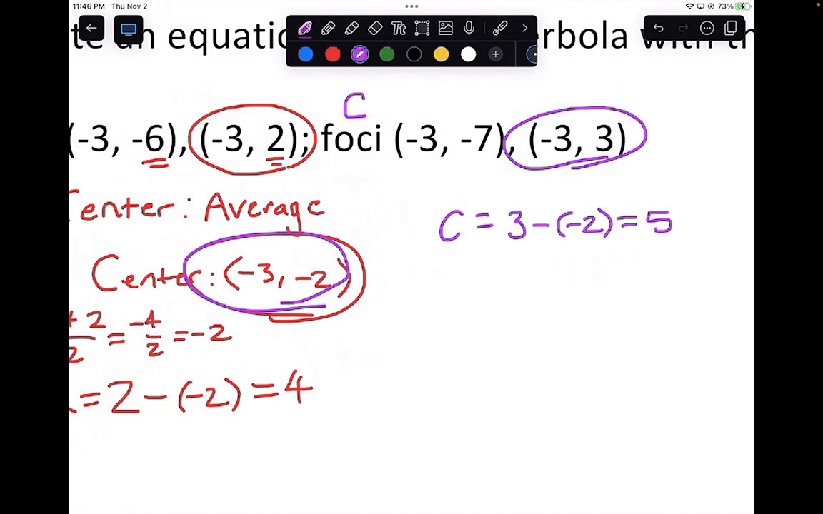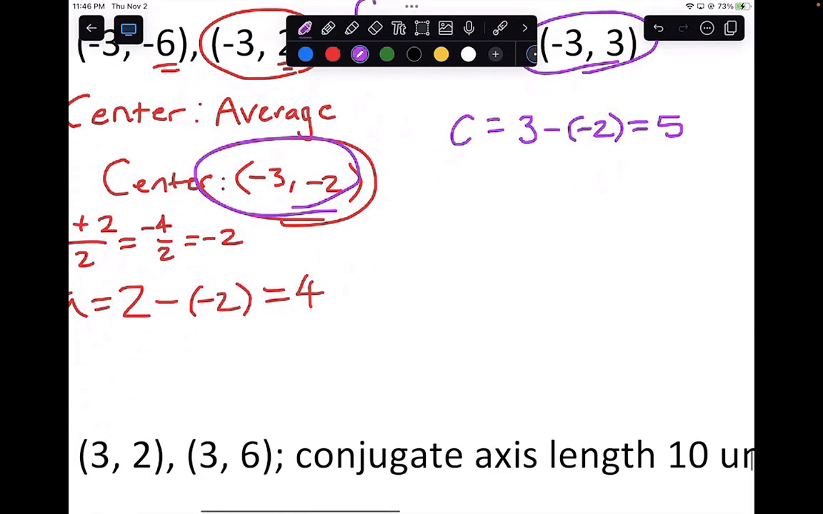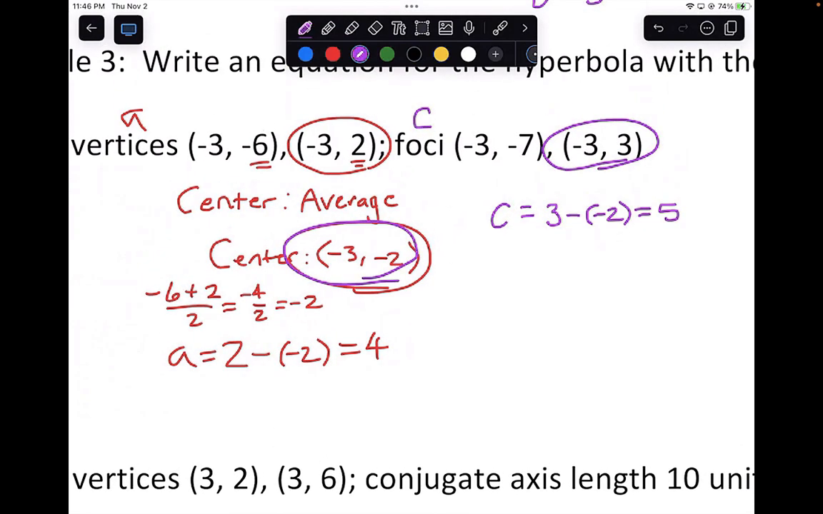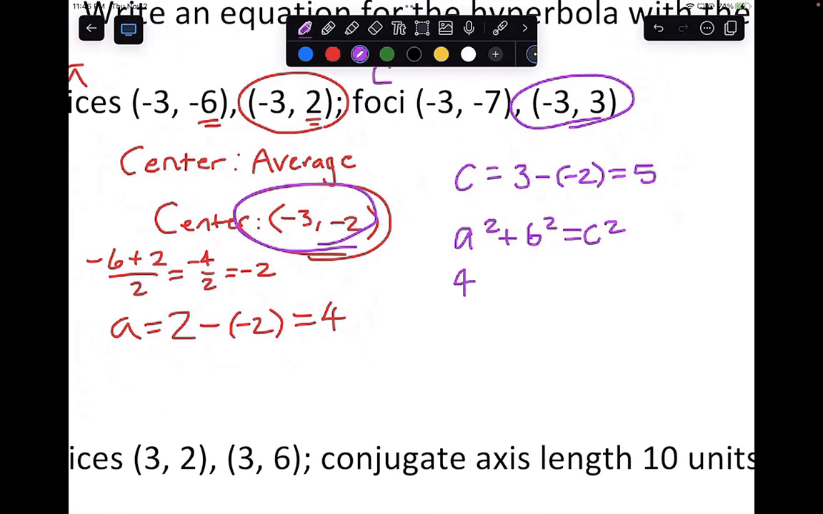Okay. And then from there, you can use your formula to find the B value. Remember, with hyperbolas, it's a squared plus b squared equals c squared. And then plug in what you have here. You have 4 squared, which you can go ahead and write 16 right away if you want. C squared is 5 squared, so that'll be 25 minus 16 right there. That'll be 9, and then that should come out as a B value of 3. But you have to find C first before that.